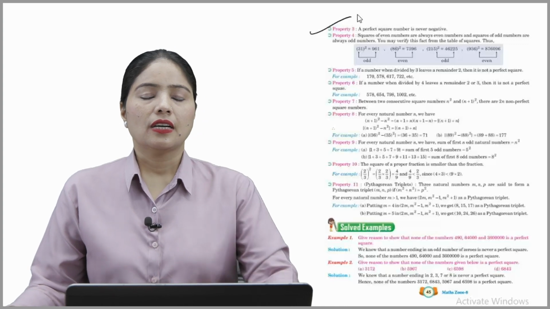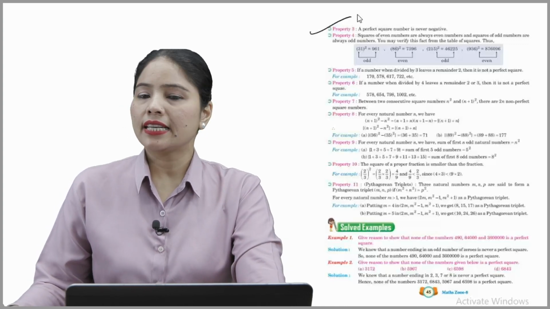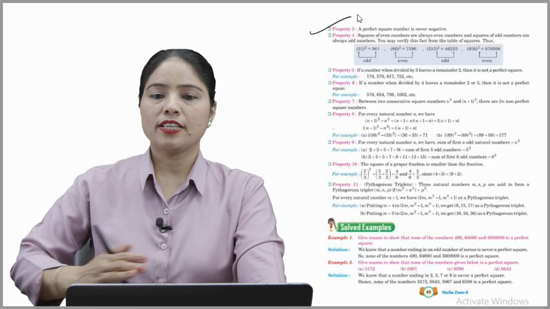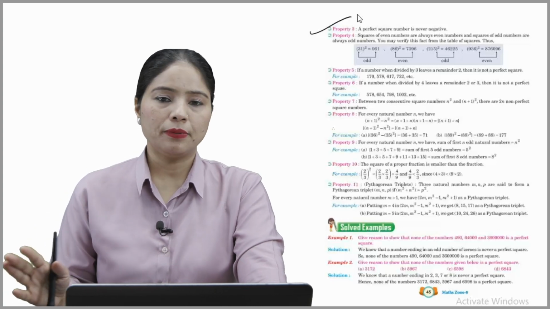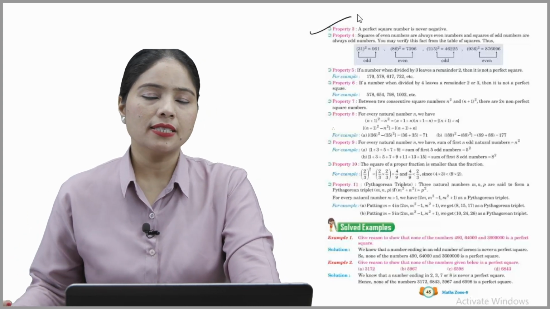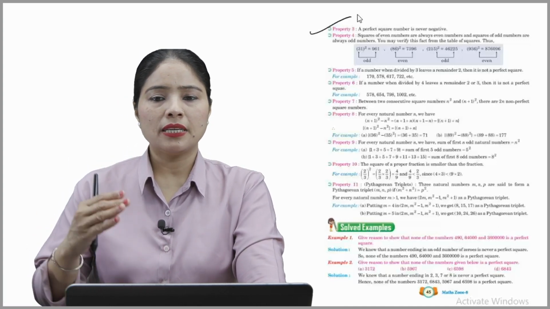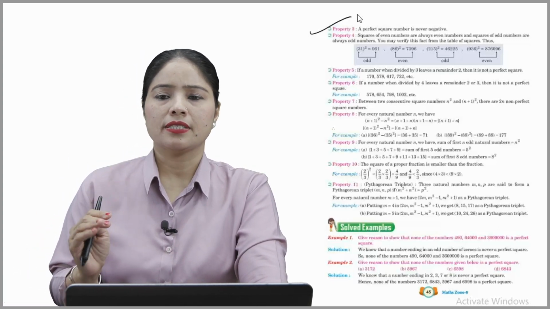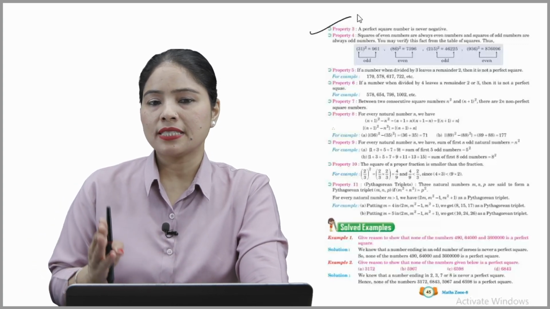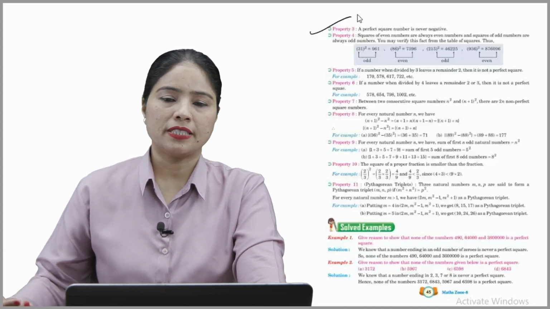Property 3. A perfect square number is never negative. Perfect square जो number होता है वो negative कभी भी नहीं होता है. Remember this. Now property 4. Squares of even numbers are always even numbers and squares of odd numbers are always odd numbers beta.